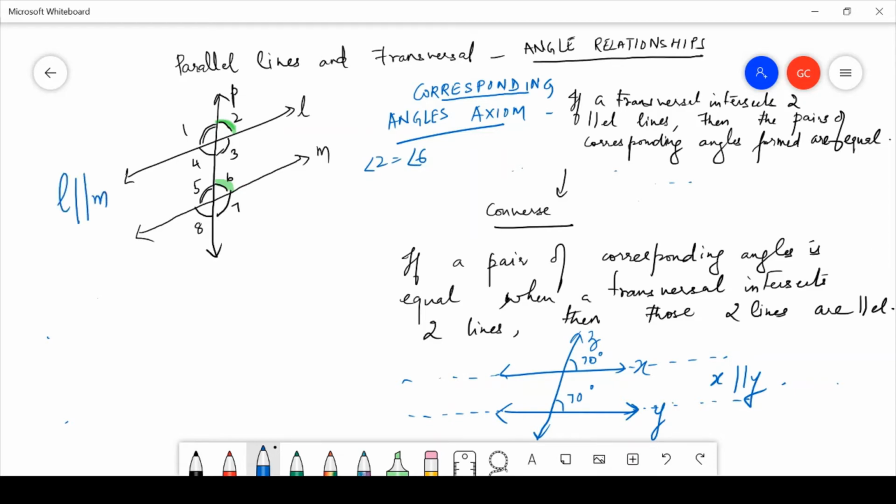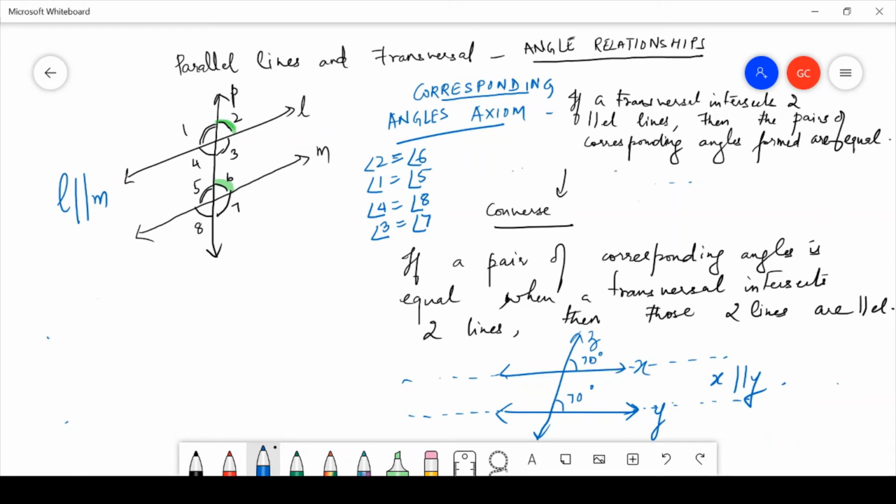Okay, if we are assuming that, then angle 2 has to be equal to angle 6, angle 1 has to be equal to angle 5, angle 4 has to be equal to angle 8, and angle 3 has to be equal to angle 7. All right, now these are the four relationships we are getting from this diagram if we consider the corresponding angles axiom.